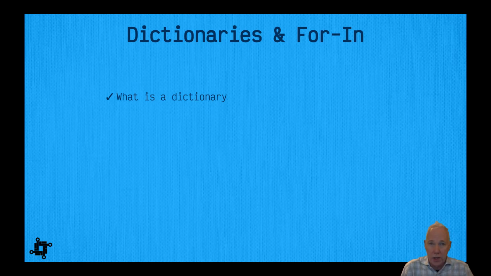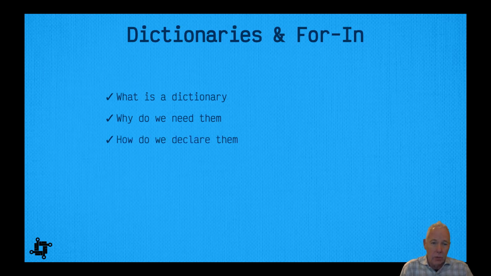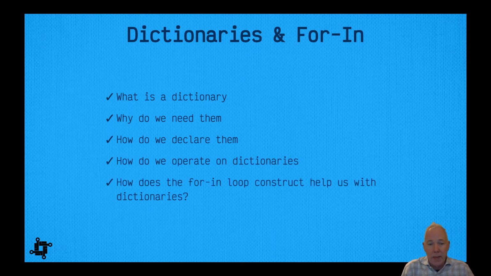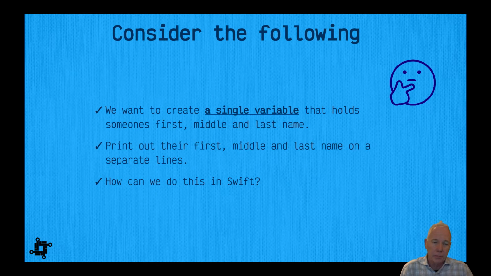The first is what a dictionary is. The second is why do we need them? So what advantage do they have? How do we declare them? How do we operate on them? And then again, the for-in construct and how it's modified to work with dictionaries.